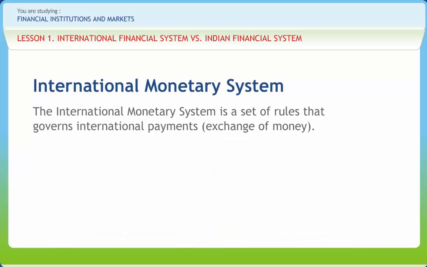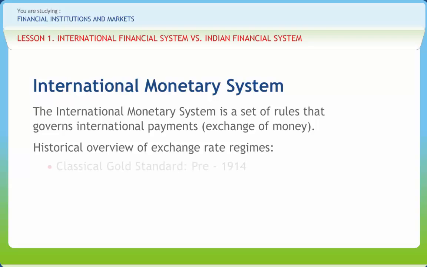The international monetary system is a set of rules that governs international payments or exchange of money. Historical overview of exchange rate regimes are: first is classical gold standard, pre-1914. Gold has been a medium of exchange since 3000 BC. Rules of the game were simple. Each country set the rate at which its currency unit could be converted to a weight of gold. Currency exchange rates were in effect fixed.